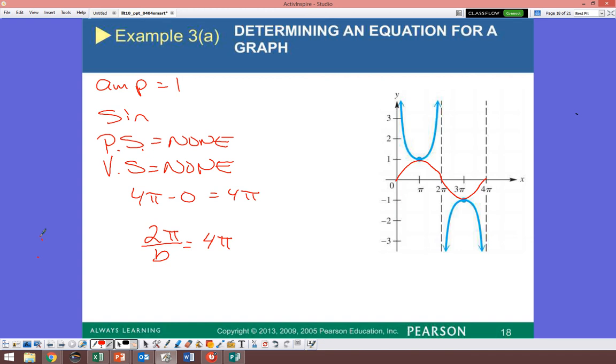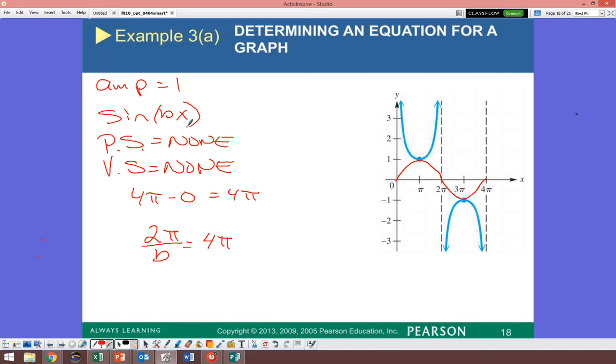I have algebra now, right? Because we're solving for b. Remember, b is in front of my x value right here. Are you going to put that 4 pi over 1 pi? I'm not going to, because this is how long the period is. Is b 1 over 2? I'll get to that here in a second. How did I get 4 pi? Because I started at 0 and ended at 4 pi, so it's the end minus the beginning.